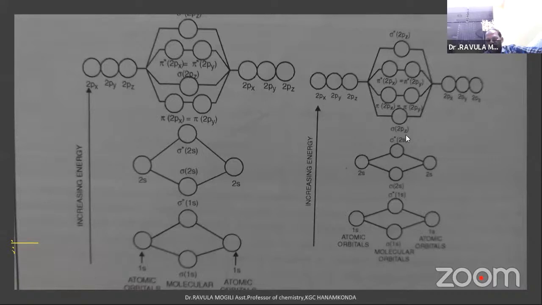So for a more than 14 electron system, up to here these two are common. Only they differ. So here sigma 2pz is higher in energy in comparison with pi 2px and pi 2py. But here sigma 2pz is lower in energy in comparison with pi 2px and pi 2py.